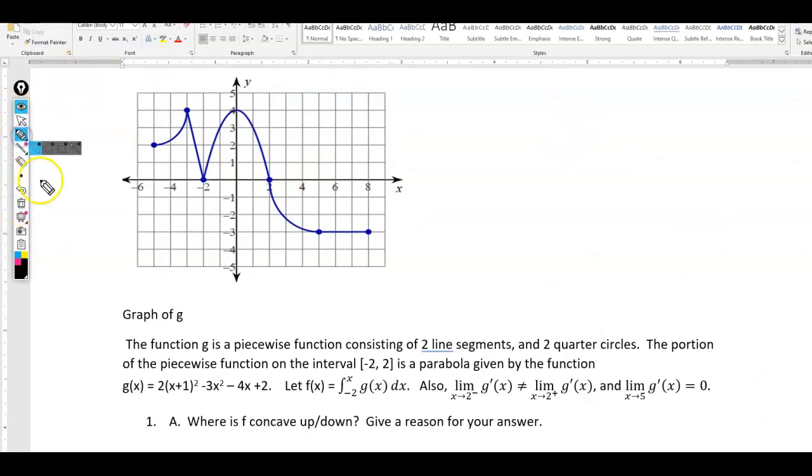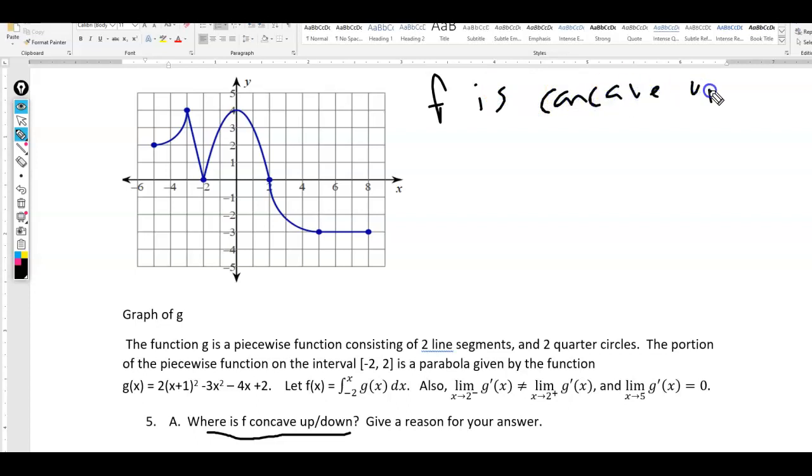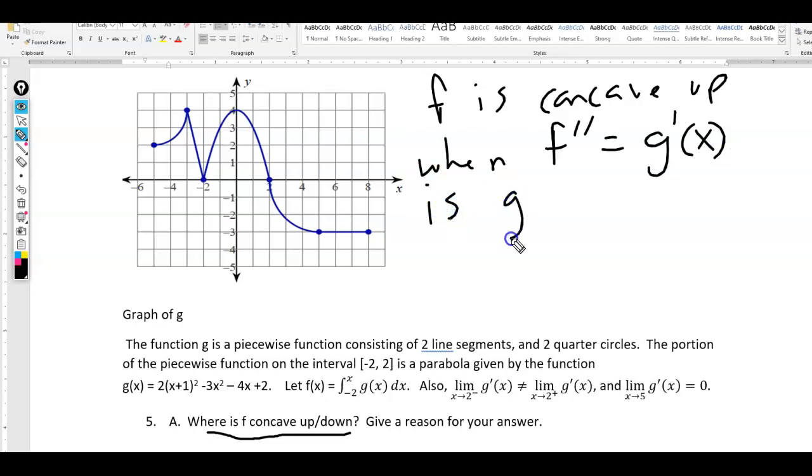Okay, moving on to number 5. Okay, part A, once again, it says 1, but it's really number 5. Let me fix that. Once again, I'm going to do an A and a B just to give you a well-rounded answer. Where is f concave up? All right, well, f is concave up when f double prime, which before we established that f double prime is g prime, is greater than 0.